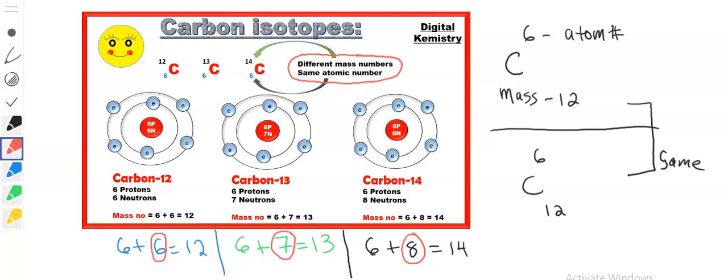Those are the things that you just need to keep in mind. So isotopes have different mass numbers, but the same atomic number. So they're all carbon. The only difference is that their mass numbers are different because each of them has a different number of neutrons. If they have the same amount of neutrons and protons as the one to the left or right, it wouldn't be isotopes. It would be an identical, same atom. Just keep that in mind.